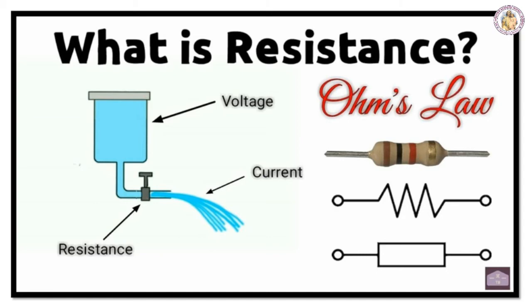In the same way, in an electric circuit we have a resistor. Why are we using this resistor? To slow down, or to control the flow of current. We can see in this image different resistors and the symbols. So this is the resistor symbol. Why are we using this resistor? To slow down or to control the flow of electric current.